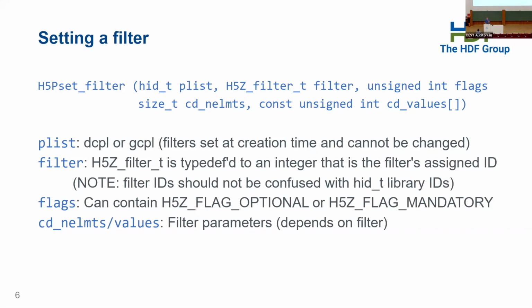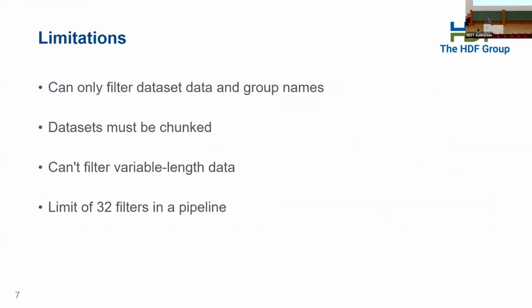Don't confuse filter IDs with HID_T library IDs. Those are not the same. And then there's some flags. You can specify whether your filter is optional or mandatory. And then there's a bunch of filter parameters that you can pass in. You can only filter dataset data and group names. Datasets must be chunked. You can't filter variable length data.